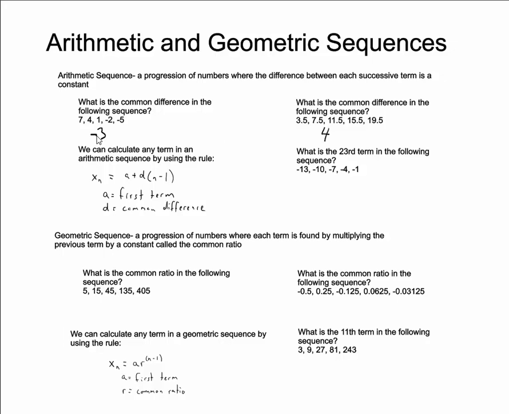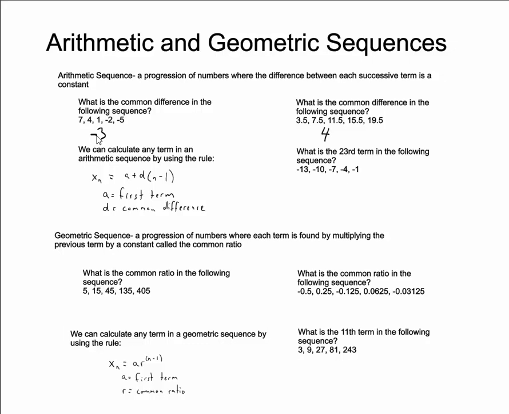Now what about extending sequences? Well, we can calculate any term in an arithmetic sequence by using the rule x sub n is equal to a plus d times n minus 1, where a represents the first term and d represents the common difference. So let's do the example. What is the 23rd term in the following sequence? Negative 13, negative 10, negative 7, negative 4, negative 1.